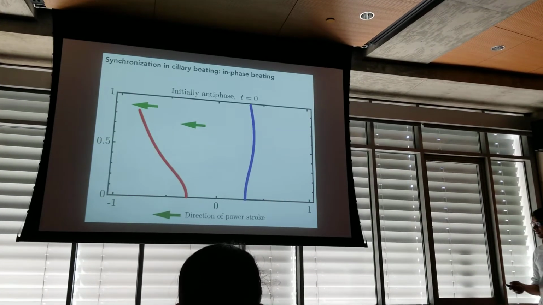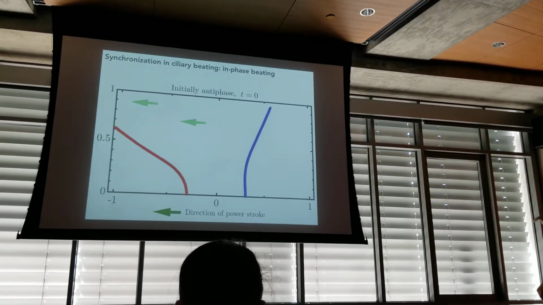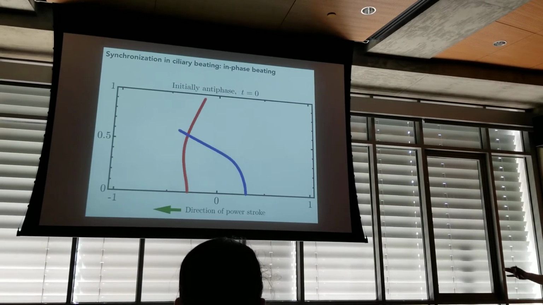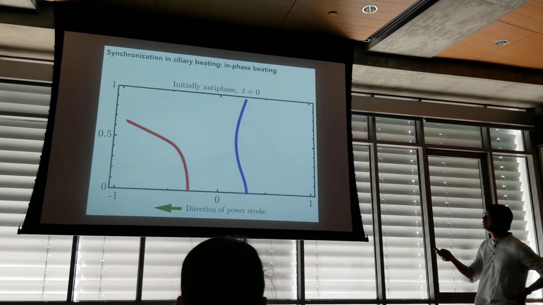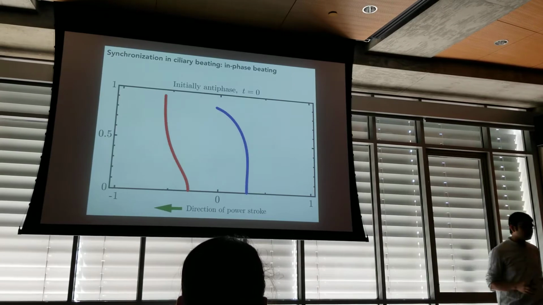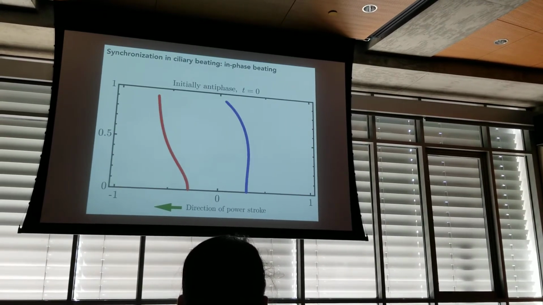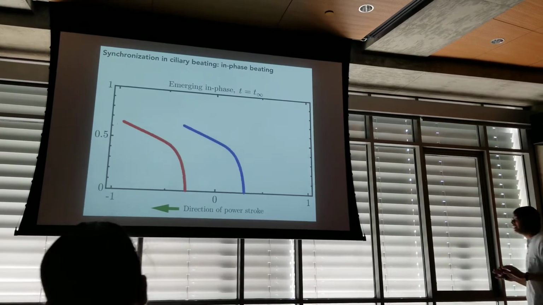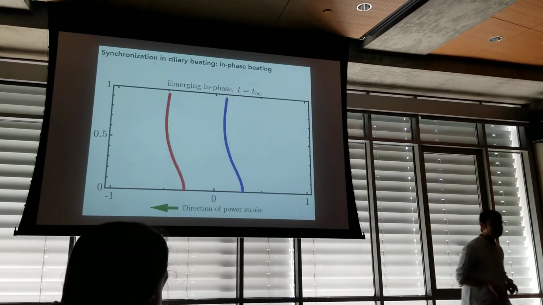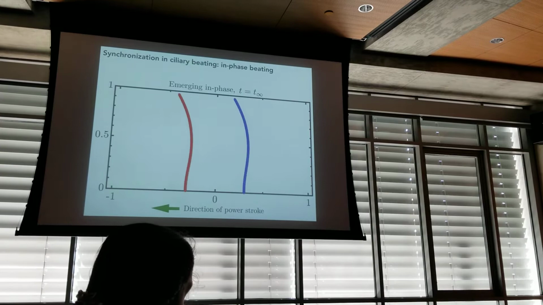You can do the same thing for cilia. So here we have cilia that are beating initially anti-phase, that's at time t equals 0. And if you just again wait long enough, I will show you the final waveform. So at a long time, t equals infinity, you see this conformation is beating in phase. So that's again a spontaneous phase synchrony.